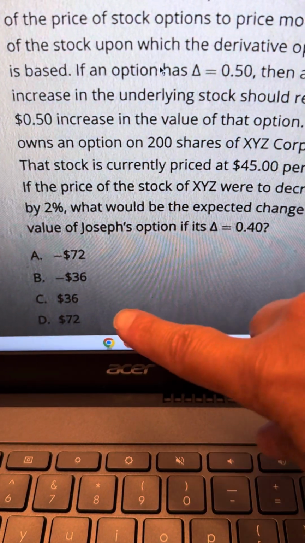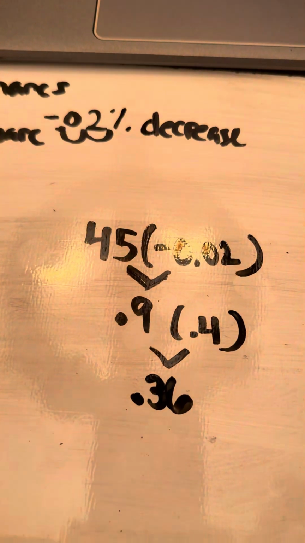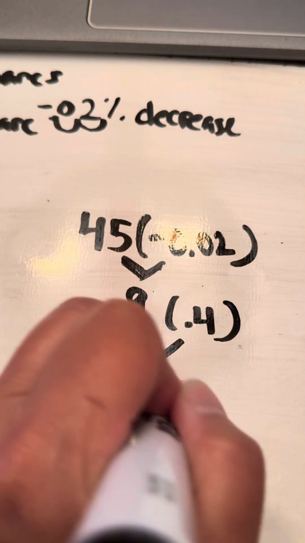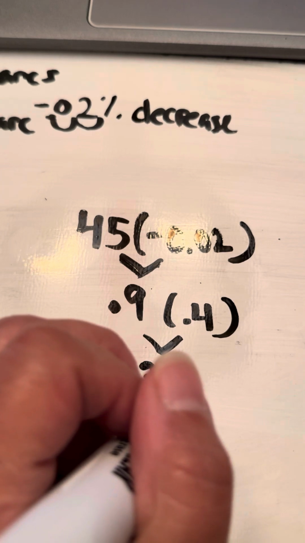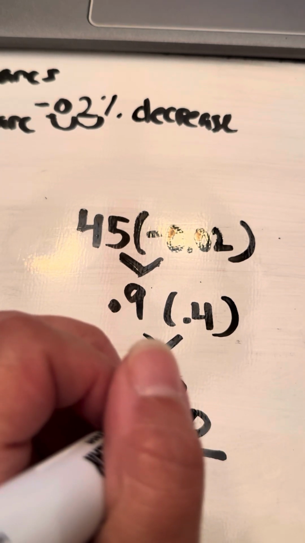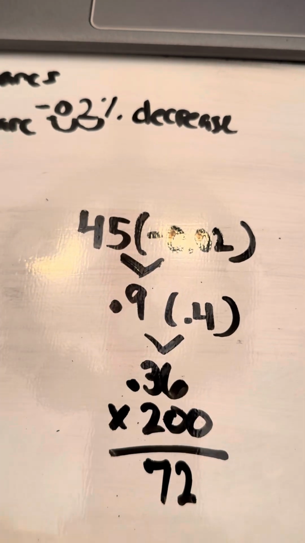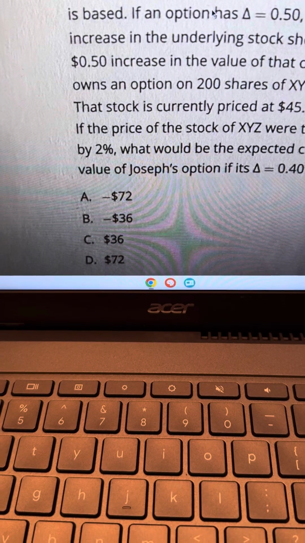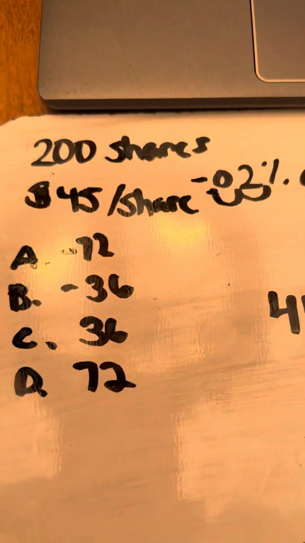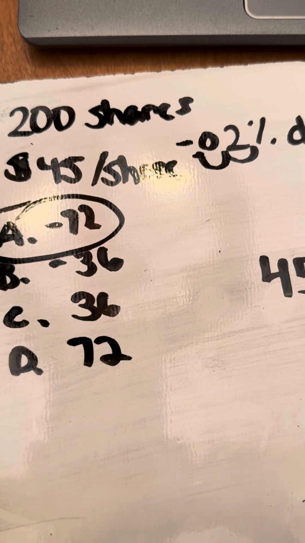Now again, you might get fooled and think, oh, it's okay, it's B. But that's only for 1 share. So we do need to multiply this 0.36 times 200 because there are 200 shares there. When I do 0.36 times 200 shares, that gives me 72. And when we look at the options, because it is a decrease, we do want to go with A, which is negative 72. So that would be my answer for this problem.